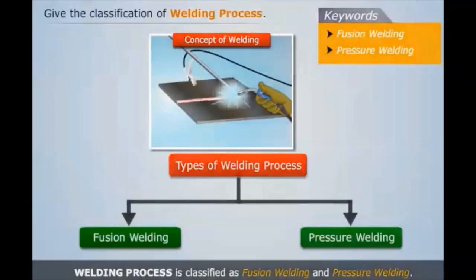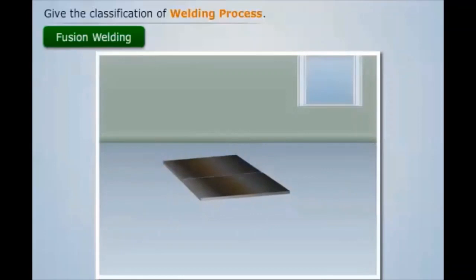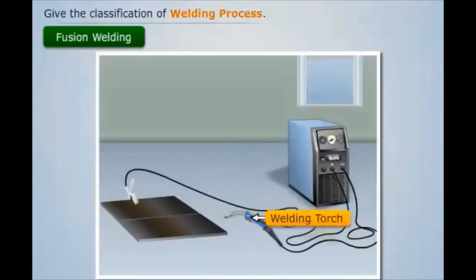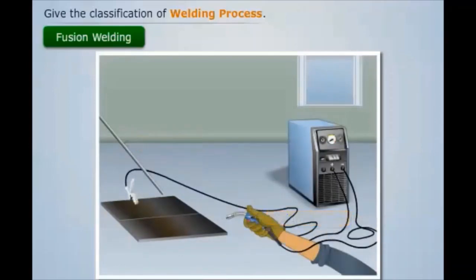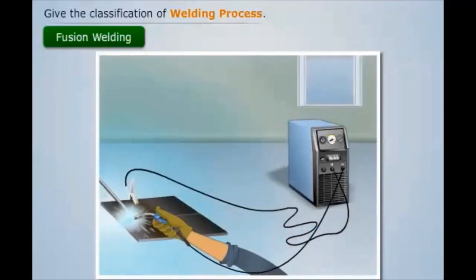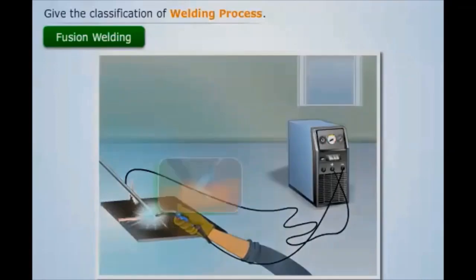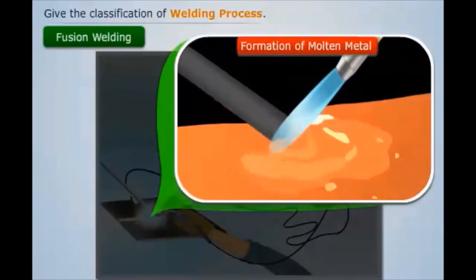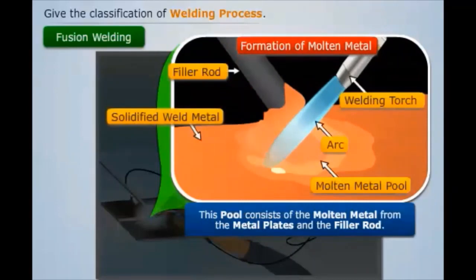Let's first understand what fusion welding is. Let us join these two metal plates along their edges. First, place the welding torch and filler rod above the edges of the plates and start the welding process. We see that due to heat from the welding torch, a large pool of molten metal is formed. This pool consists of the molten metal from the metal plates and the filler rod.